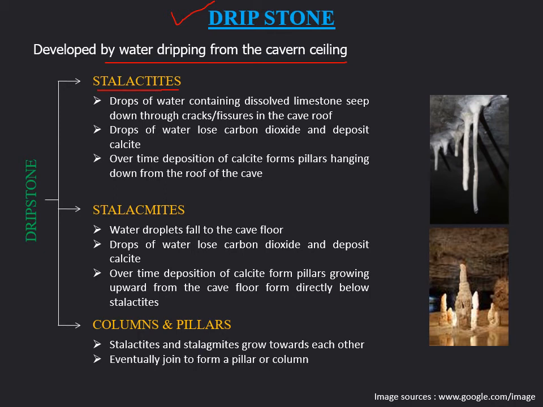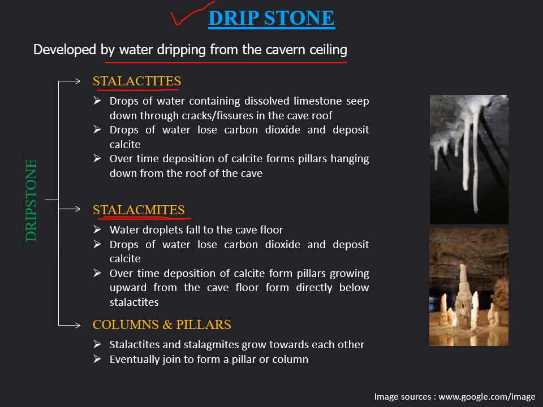Sometimes the droplets of calcium carbonate rich water fall on the floor of the cave, and from that some depositional carbonate structures start to form from the floor, and they grow upward in the vertical direction. These structures are known as stalagmites. And when the stalactites, sorry, this should be stalagmite, it's a mistake from my side.